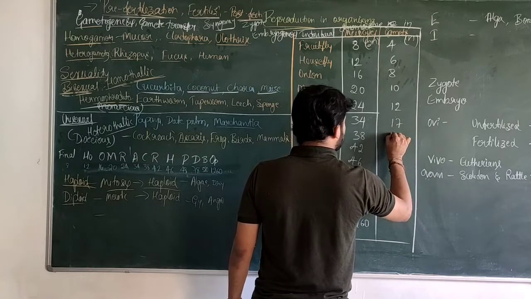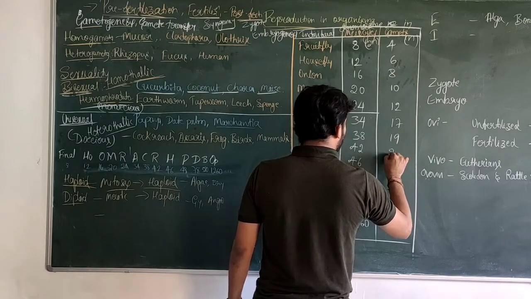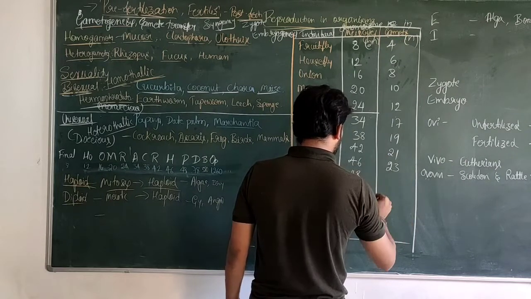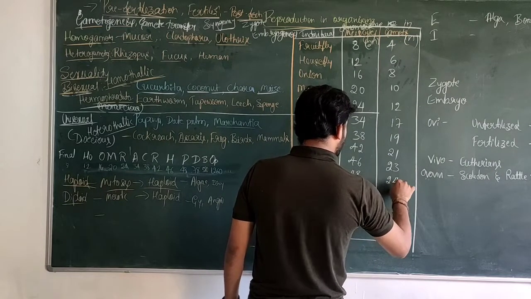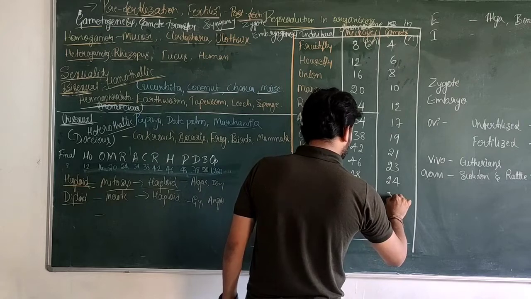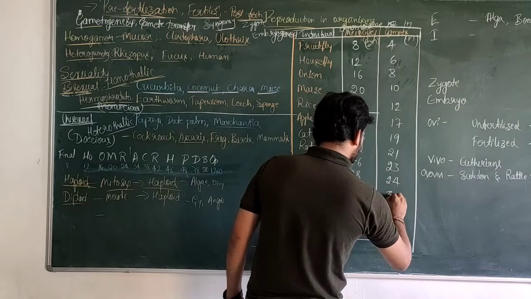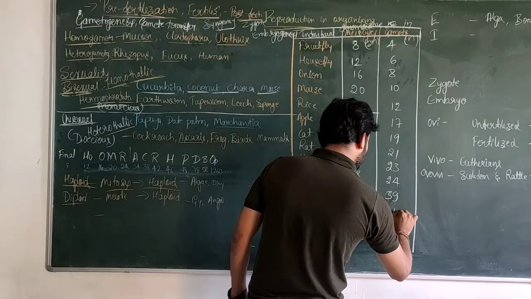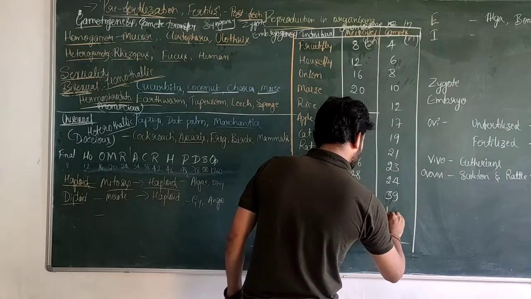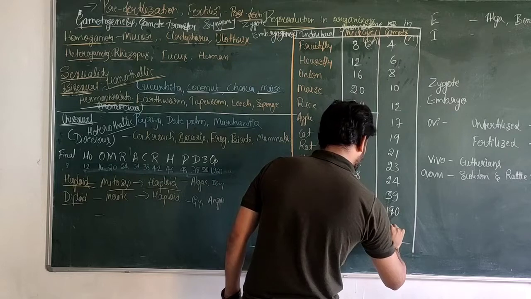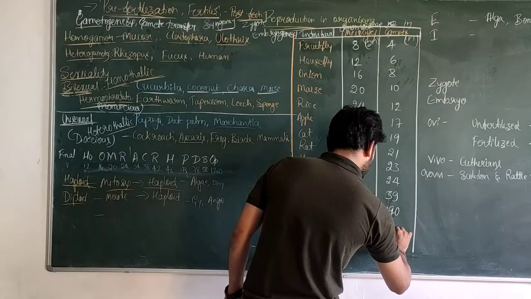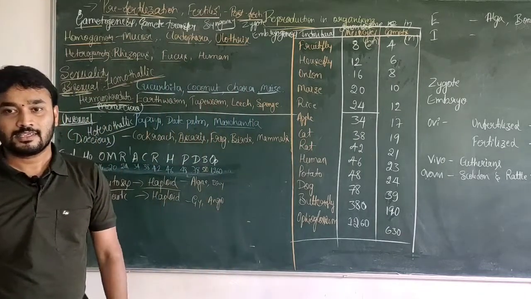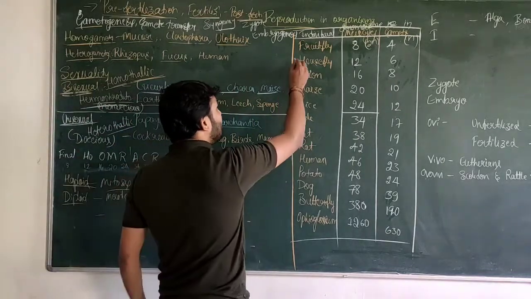And then for cat it is 19. And then for rat it is 21. And for human we have 23. And for potato it is 24. And then it is 39. And then 190. And then 630. So how? See, the trick is very simple.